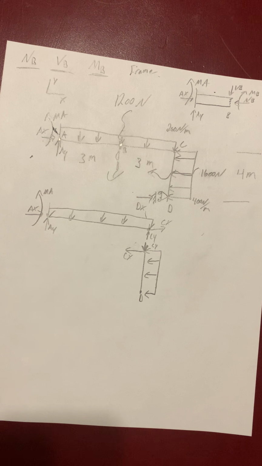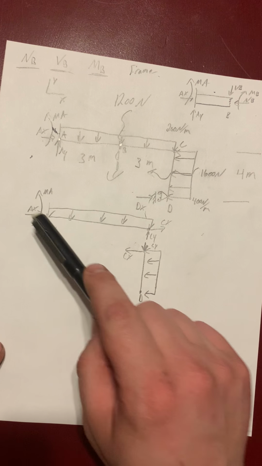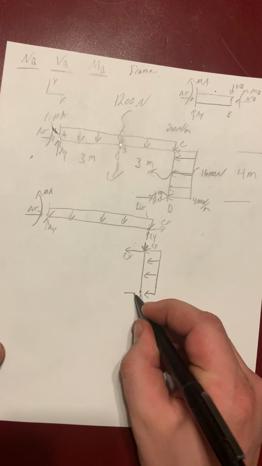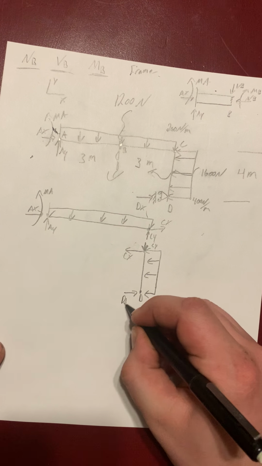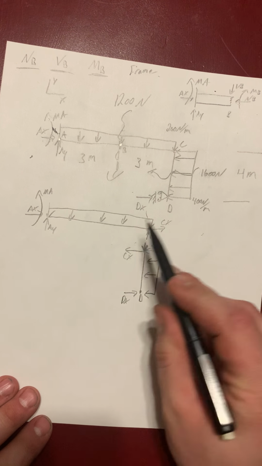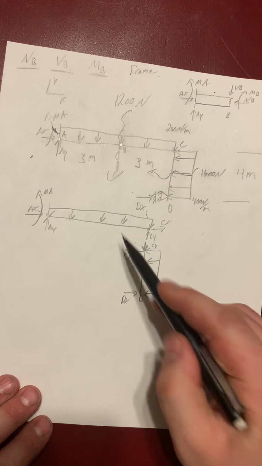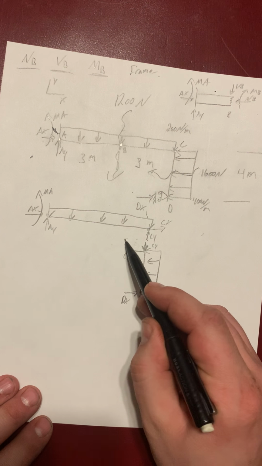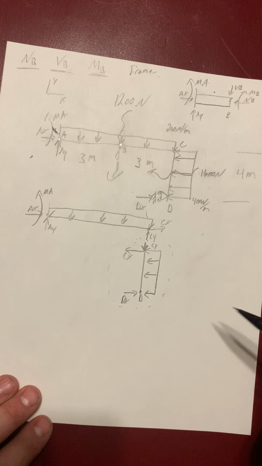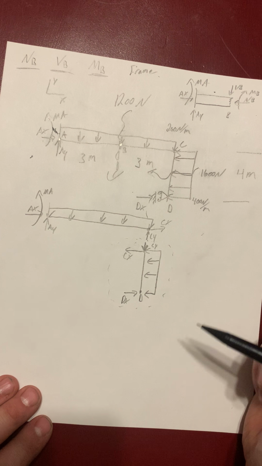Well, now what do we do? We still have 1, 2, 3, 4, 5, 6, 7, and we have this dx to the right. We have 8 unknowns. So what do we do? We pick the point which has the least unknowns. Which of these two members has the least unknowns? That is going to be this portion right here. This is where we're going to start.